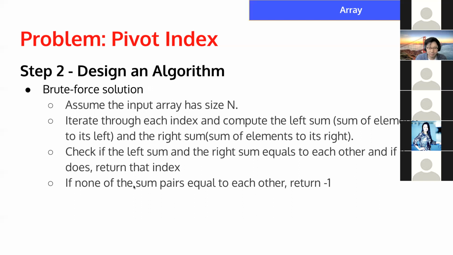And what you described is essentially what's written here. So you basically want to iterate through each index, compute the left sum and the right sum, and check if the left sum and the right sum equal each other. If they do, return that index. If not, eventually you want to return -1. Now the question I want to ask you guys is, what is going to be the time complexity of this algorithm?